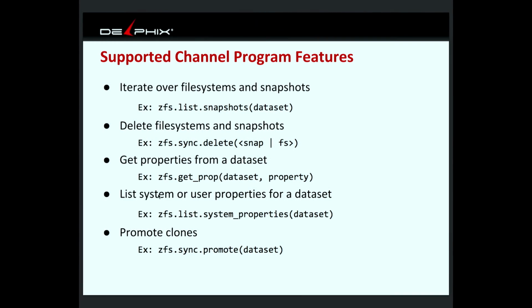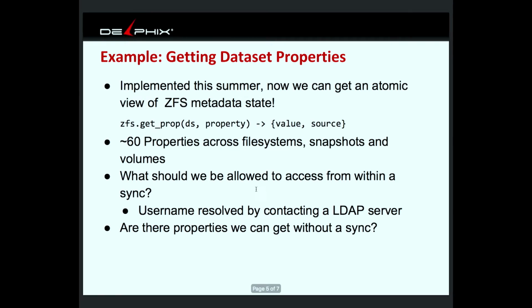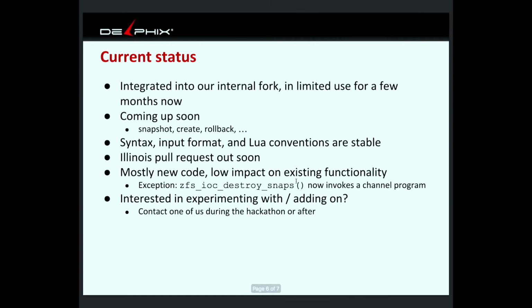They're distributed everywhere. And now we have basically the ability to get a consistent view of the ZFS metadata state combined with this other list system properties. You can basically iterate over the system properties, call get prop on each of those properties, and then have a view of, okay, this is what the world looks like. I know it's what it looks like because it was done over one sync. The state is consistent. It's great. So now Chris will talk a little bit about current status and future work.